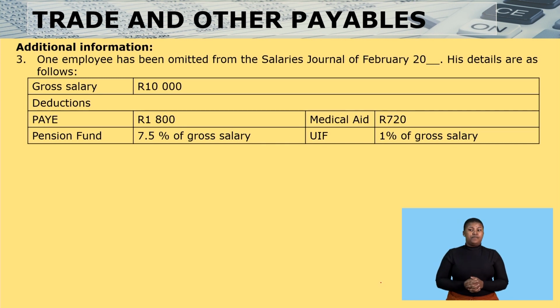Additional information number 3 reads, one employee has been omitted from the salaries journal of February. His details are as follows. So we have employees that work for us as a company. However, one of the employees was omitted. In other words, we did not record this employee when we were recording our information. We must record this information. So if this has not been recorded and we have not yet paid this employee, therefore it must go to my trade and other payables. Let us go and record it then.